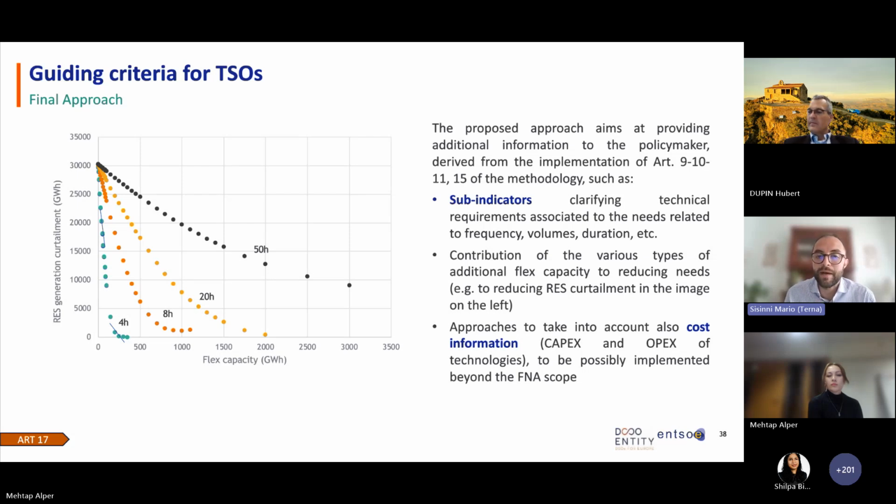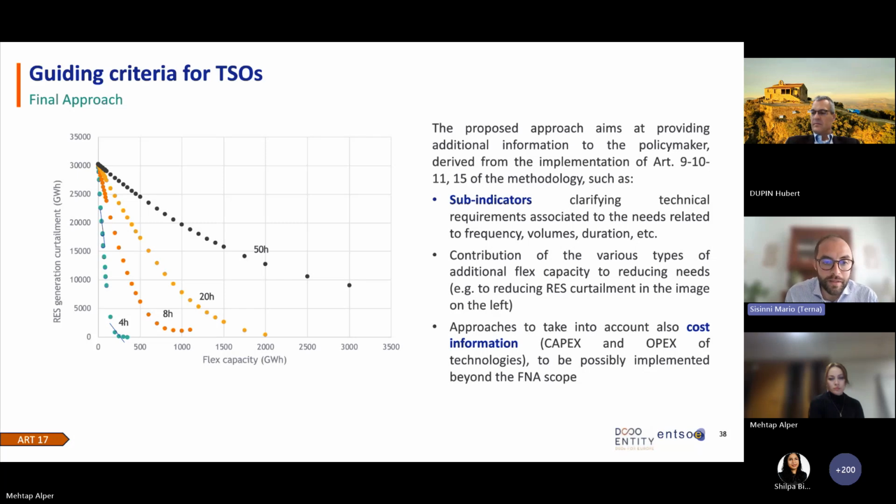So first, we characterize our needs, which are in most cases provided in the form of time series, as you saw in the previous examples, providing a bit more characterization in terms of trends that we observe for frequency, volumes, and duration. And then you see an example here for the REST integration need. We also provide additional information on the contribution of different technologies, which we model in a technology neutral way, to reduce, for example, the REST curtailment.